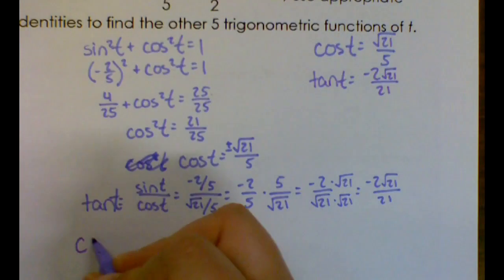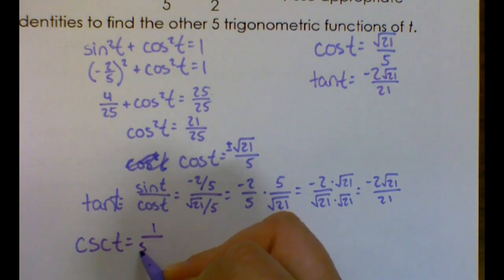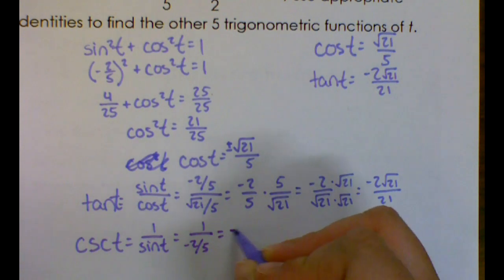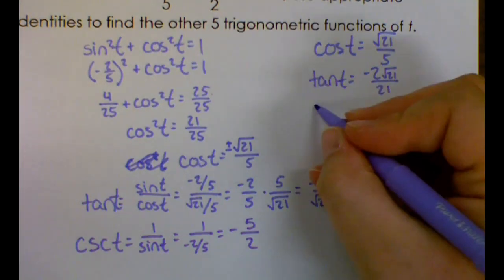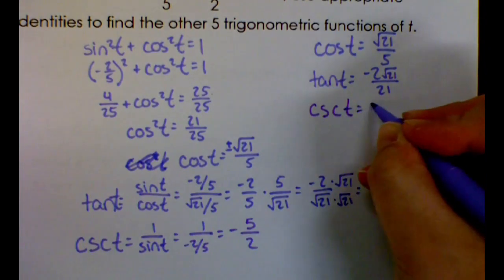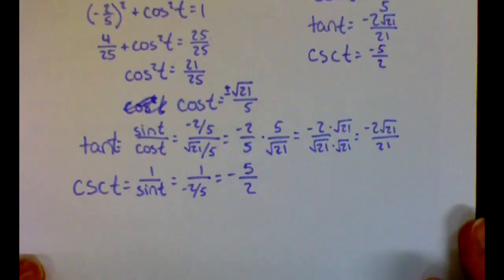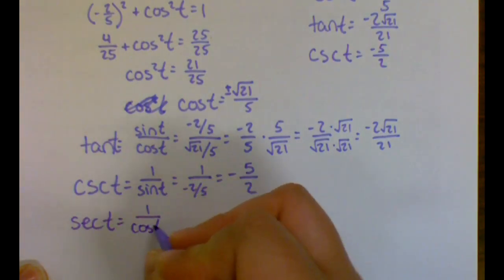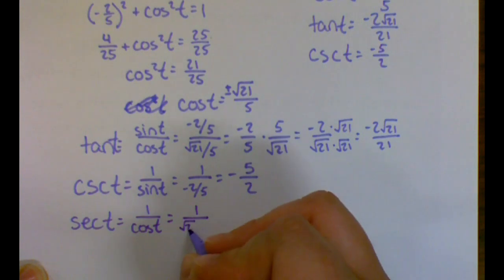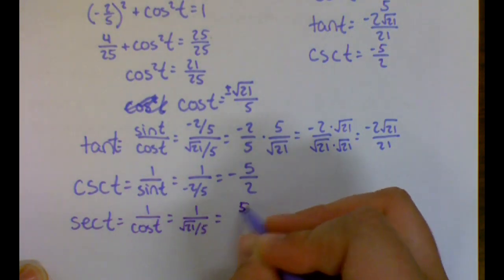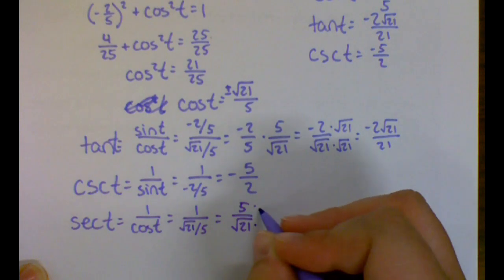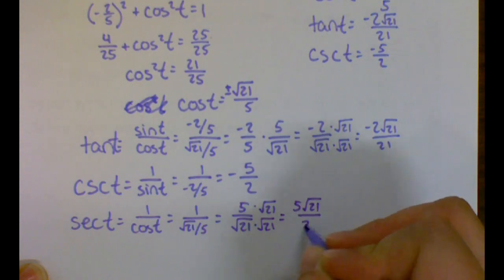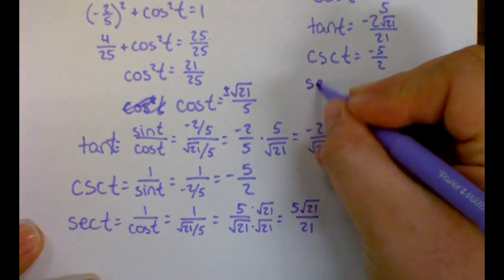Now let's find our cosecant. Cosecant is 1 over sine. So we have 1 over negative 2/5, which is negative 5 over 2. There's my cosecant. My secant is 1 over my cosine. So 1 over the square root of 21 over 5 gives me 5 over the square root of 21. Rationalize my denominator. I get 5 square root of 21 over 21. So there's my secant.